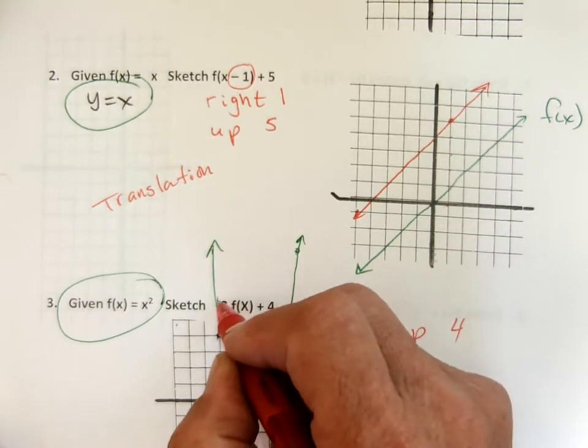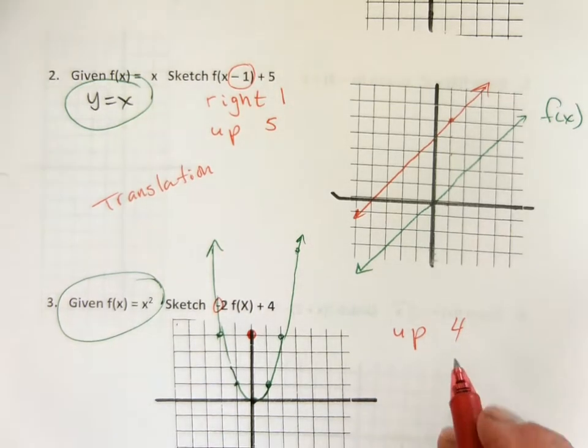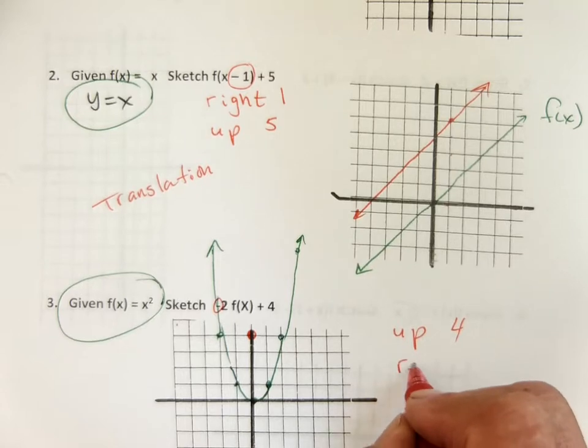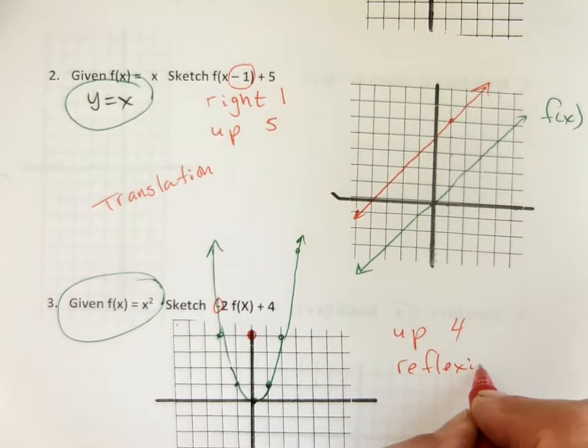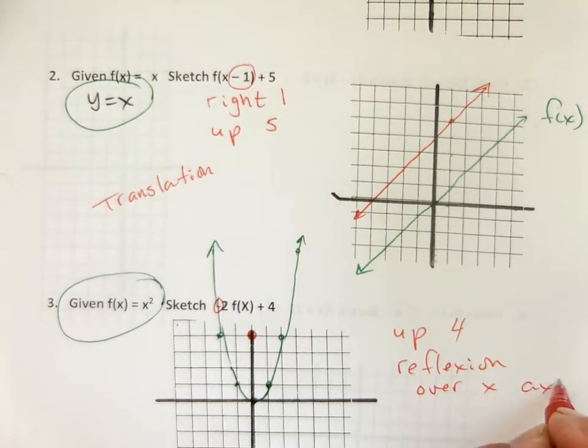And then what does the negative mean right here? Yeah, it's going to be a reflection, right? So it's going to be upside down, or we're going to have a reflection over the x-axis, or you guys are okay for right now with upside down. Upside down works for me.